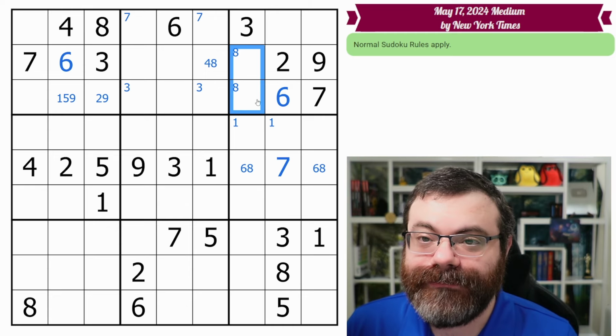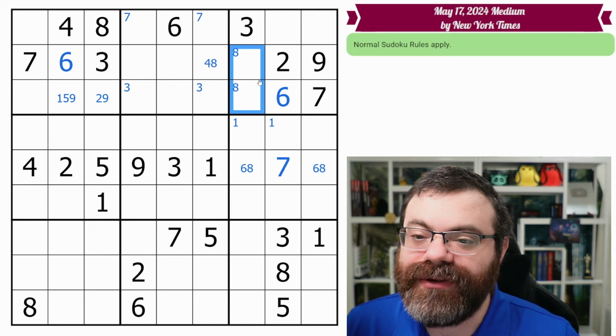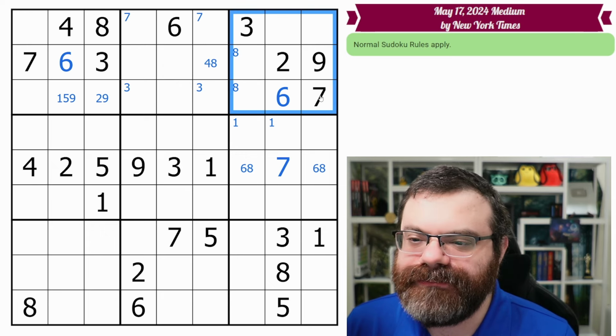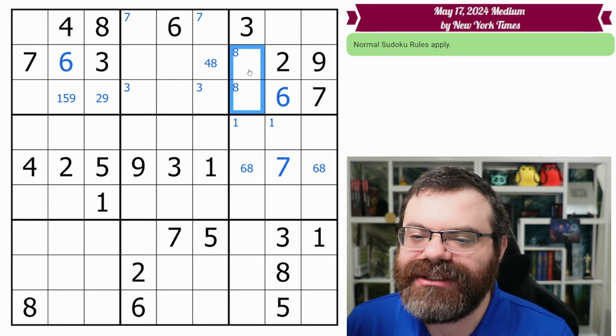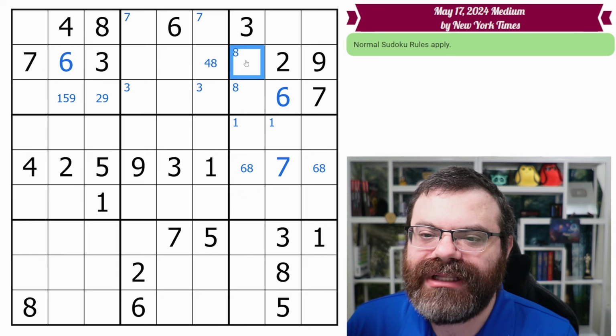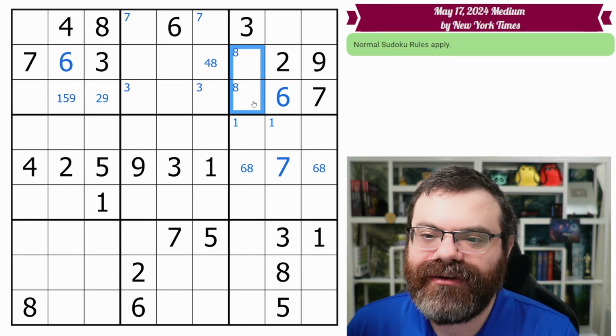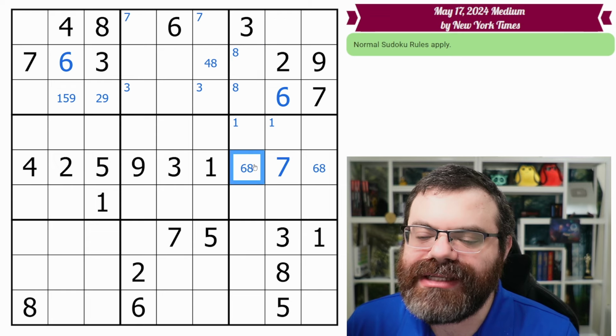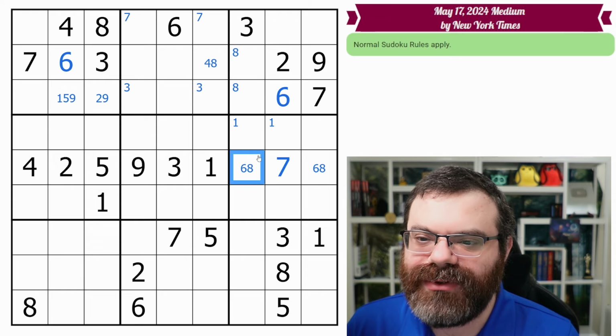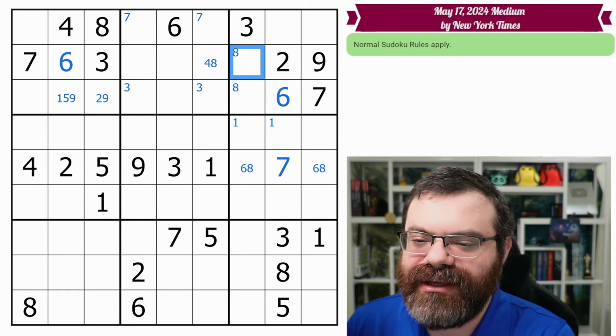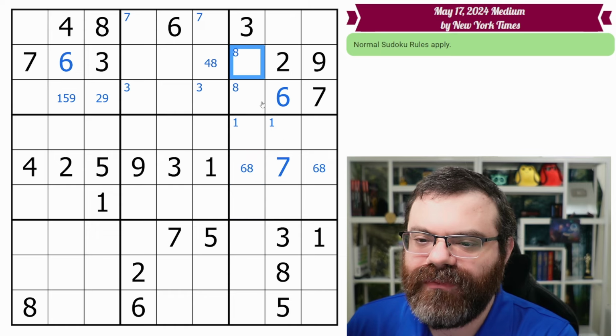It's called pointing. So the name is less important than the logic, but the logic goes like this. In this box, we have reduced 8 to 2 cells. So 8 will end up here, or it will end up here. Guaranteed. One of those two. There's not a third option. Does this cell care where the 8 ends up? And the answer is no. If the 8 is here, this cell can't be 8. Okay, well, what if the 8 is here? Well, this cell still can't be 8.